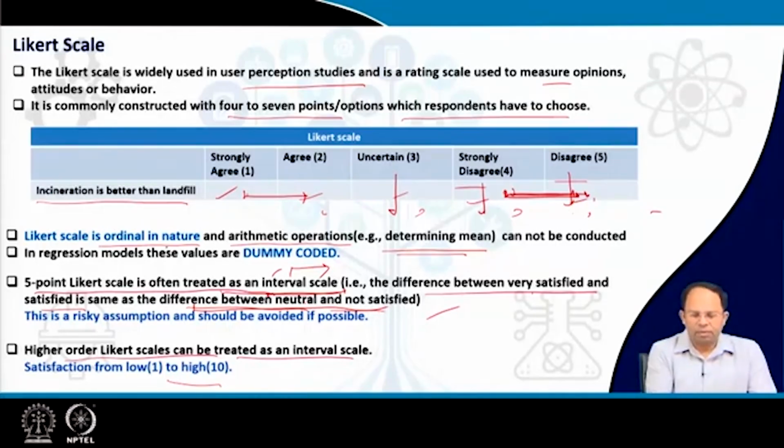And in case of ordinal or categorical scales, if I want to use them, particularly when developing regression models, then we have to dummy code them. That means disagree is 0 or 1, strongly disagree is 0 or 1. Each one of them is dummy coded and then included in the regression model.